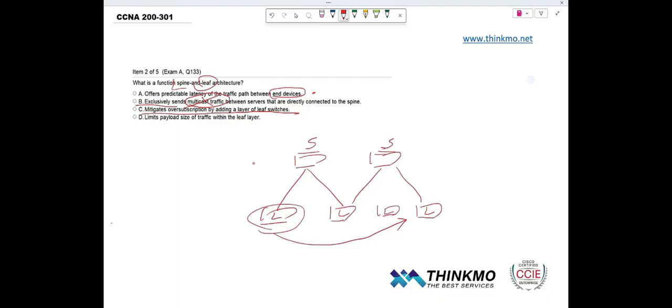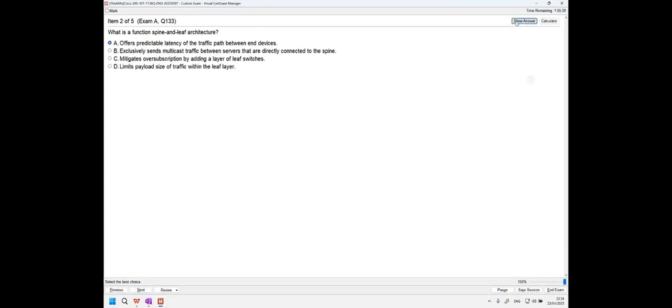It says adding a leaf, adding this type of switch is to alleviate network congestion in this way, but this doesn't really relate, so this is incorrect. Then the fourth option says to limit the leaf device, its payload capitalization. This answer is also quite nonsensical. So the correct answer is still option A. Choose A. Okay, let's look at the third question.